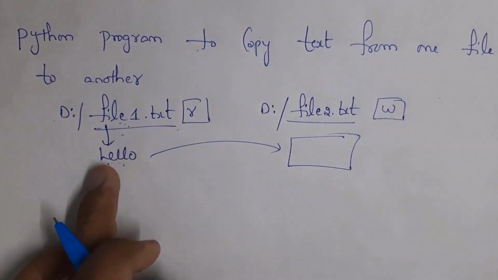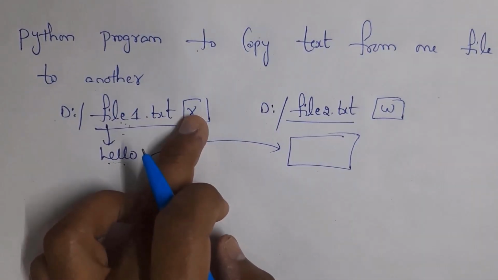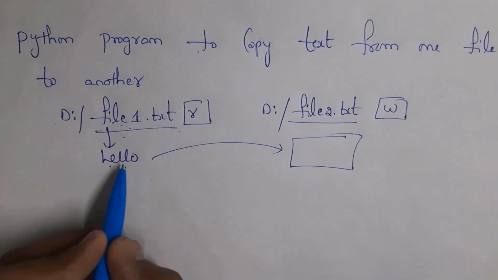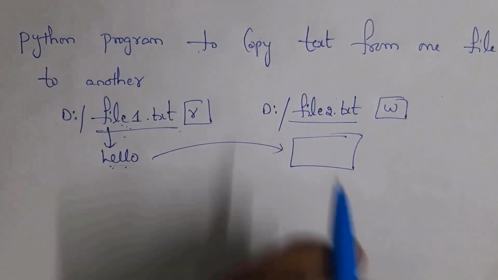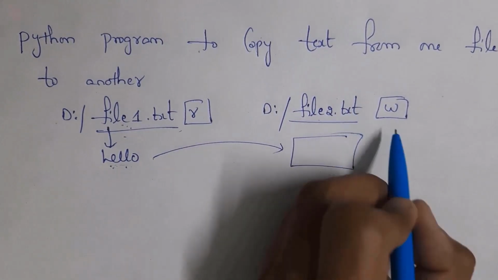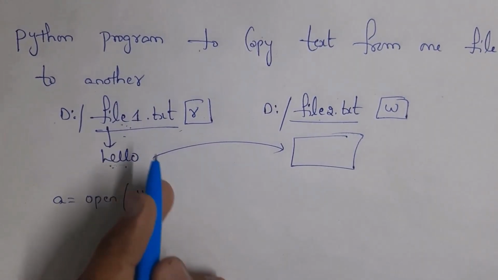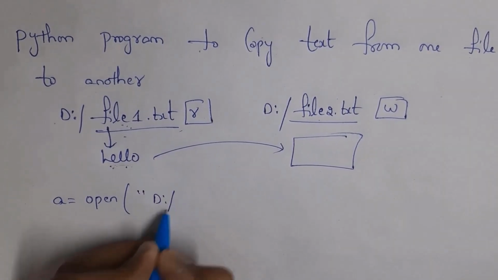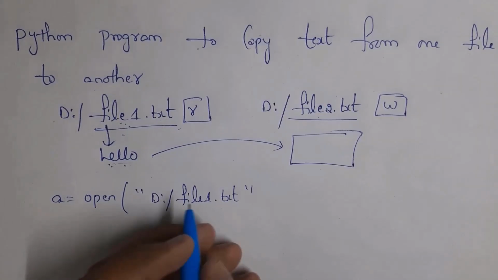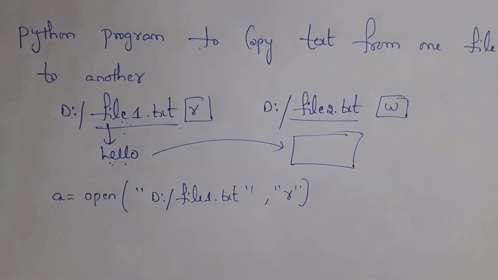At first we need to read this data, so you need to open file1.txt in read mode. And next, we need to write data which is present in file1.txt to file2.txt, so open this file2.txt in write mode. Write a equal to open. At first we need to open file1.txt in read mode. So in double quotations write local disk d, file1.txt in read mode. Because at first we need to read this data.